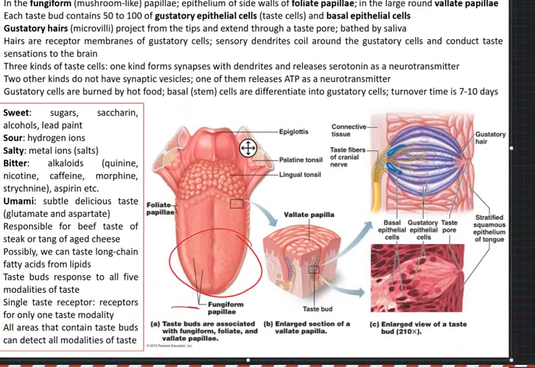The folds on the sides of your tongue are the foliate papillae. Folia is a leaf. And these are vallate. Vallate means there's a depression in the center. So this is the anatomy.